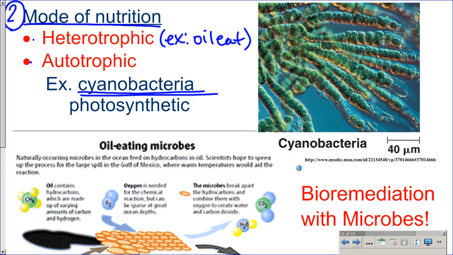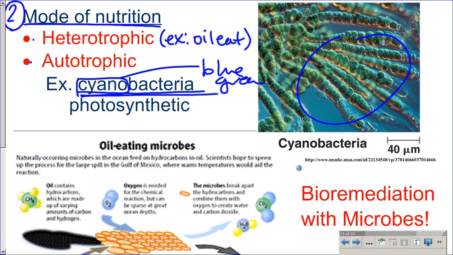Cyanobacteria. What does the prefix cyano mean? It actually is a color, right? Cyano means blue-green. It's kind of like an aqua. So this guy right here, first of all, can you see his little shapes? They're not rods, they're built together. They're actually just a long chain of circles. So what's his shape? Coccus, right? He's a coccus shape. He's blue-green because that's what the cyano refers to, and he's photosynthetic because he's green.